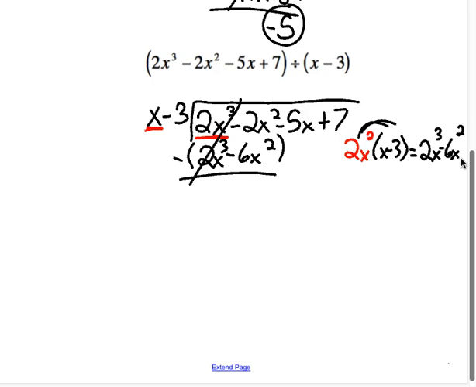2x cubed minus 2x cubed cancels off just like it should. Negative 2x squared minus a negative 6x squared. Remember, when you're subtracting a negative, that's basically the same as adding. So this is really negative 2x squared plus 6x squared. It's going to leave me with a positive 4x squared. Then I bring down the next term.